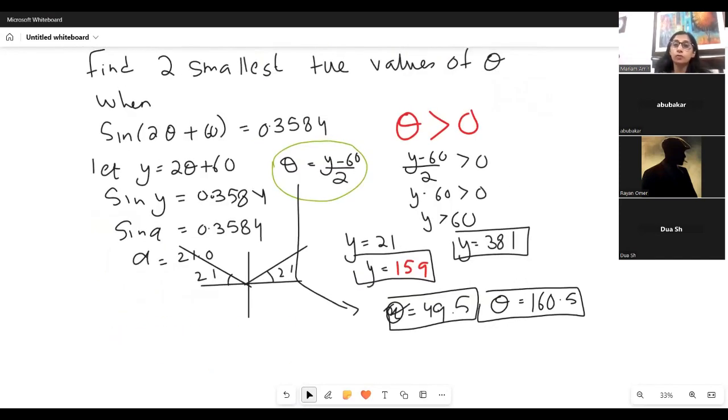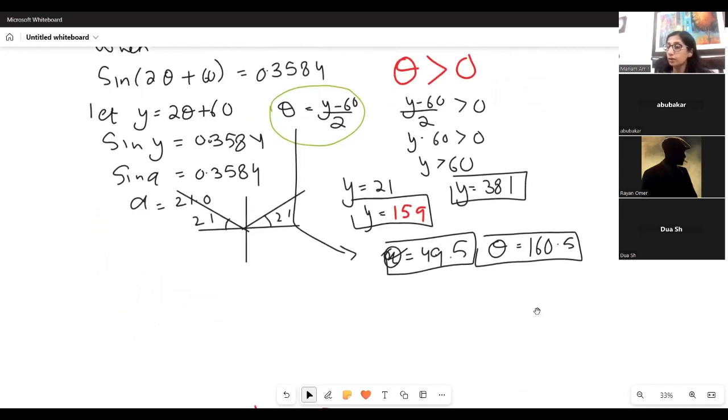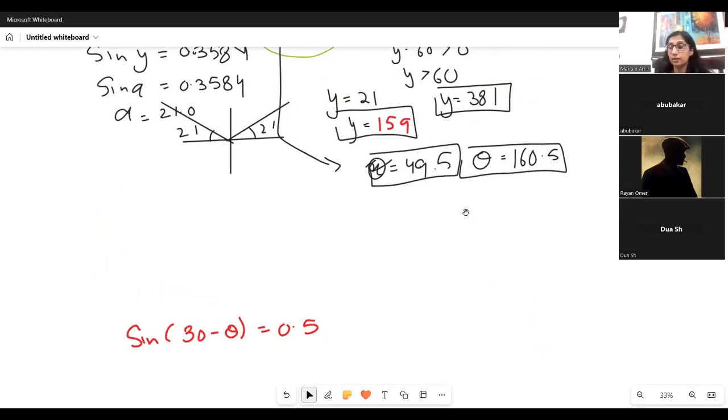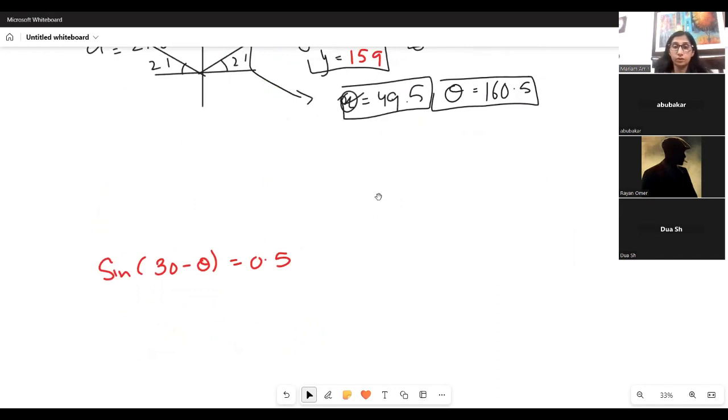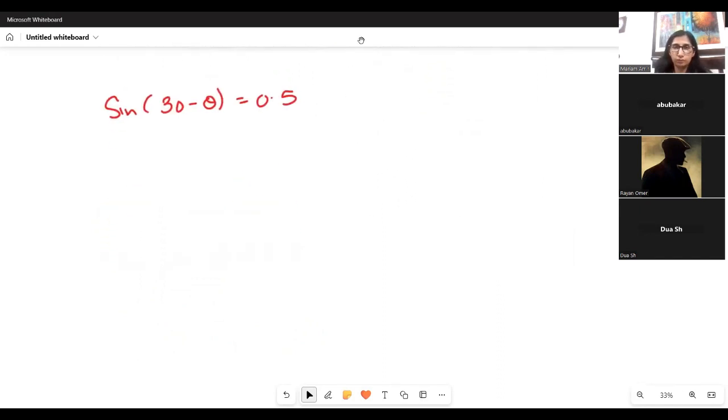Okay, the question is the same. Find two smallest positive values of theta when sine of 30 minus theta is equal to 0.5. Now, can you try this on your own?